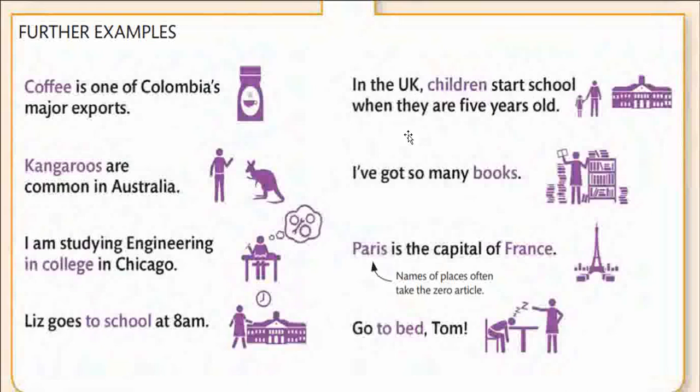In the UK, children start school when they are 5 years old. I've got so many books. Paris is the capital of France. Names of places often take the zero article, that means no article. Go to bed, Tom. When it is understood that bed is a place to sleep, you don't say go to the bed. If you are pointing out something that is kept near you, you will say go to that bed or go to the bed. In that case, it is specific. But over here, it is understood. Go to bed means the place where you go to sleep. So go to bed, Tom.